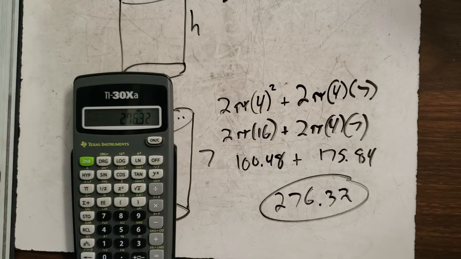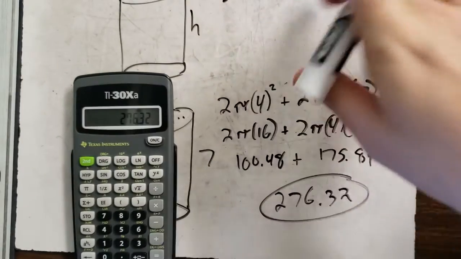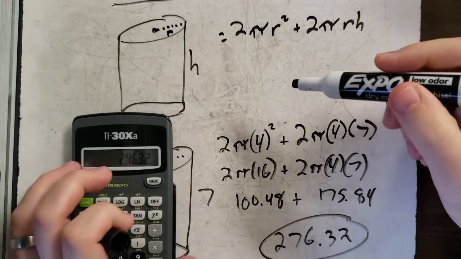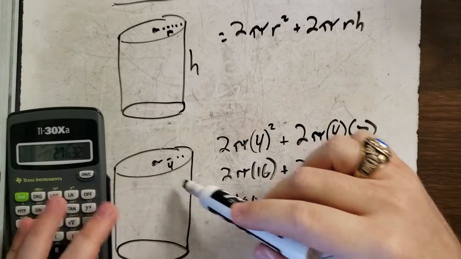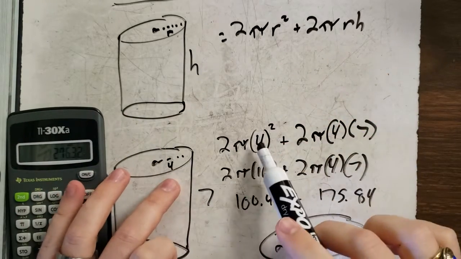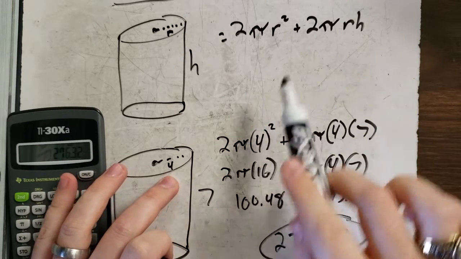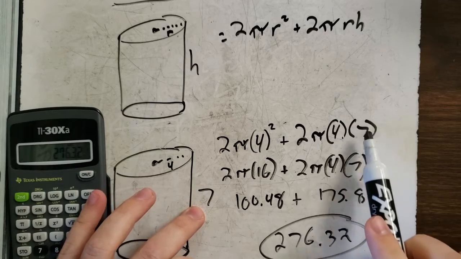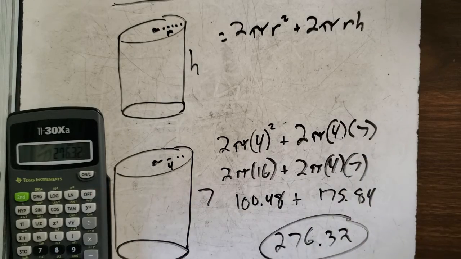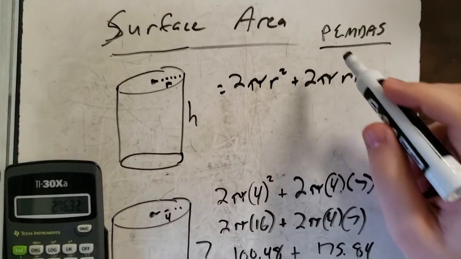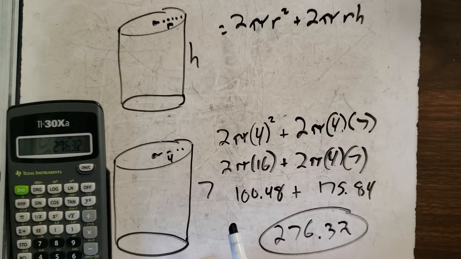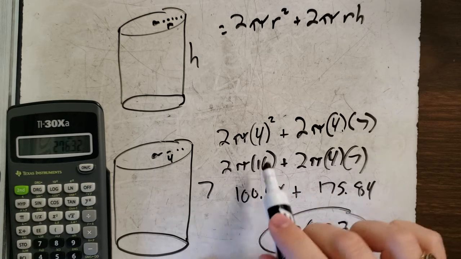So it looks complicated. It looks like a lot of things going on in the formula here, but really it's just two numbers we need: radius and height. The radius goes where the r is, so we have 4, and our height is a 7, which goes at the end here. Order of operations, PEMDAS. Square our radius first. Don't multiply first and then square it. Square the radius first and then multiply everything.